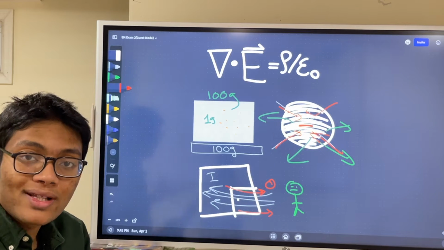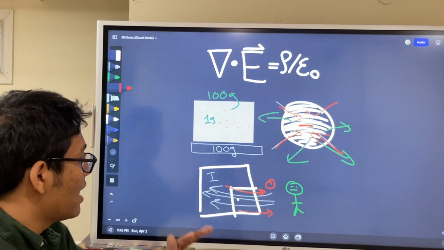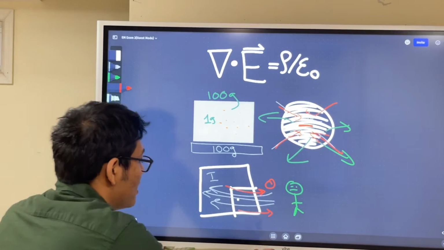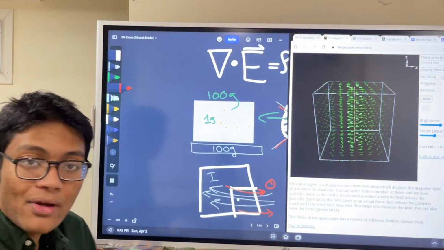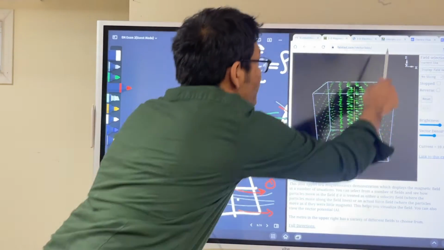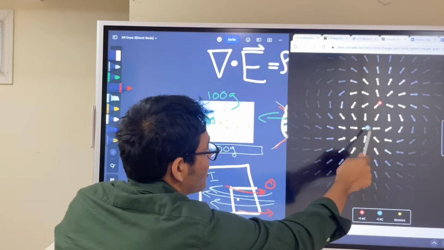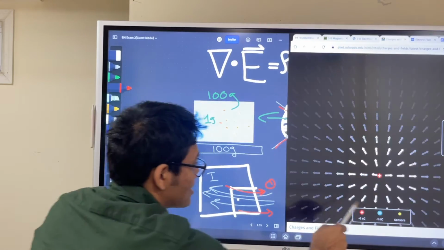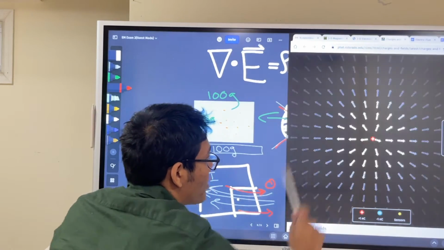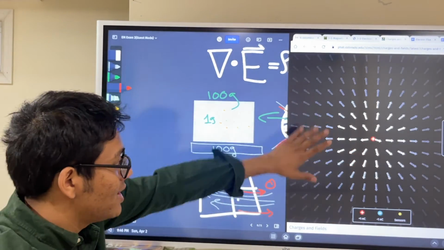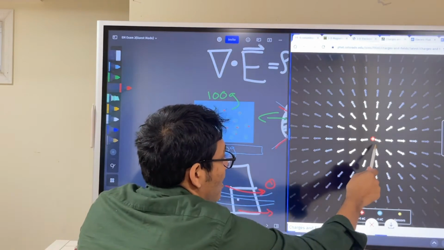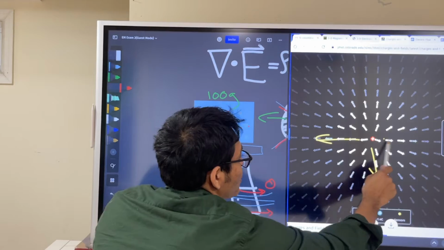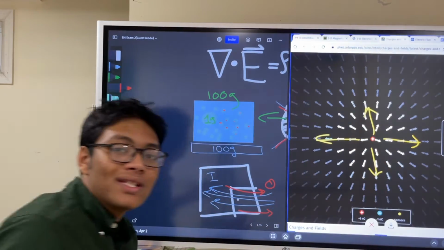But before, on a smart board, I couldn't really show you a visual way to understand Gauss's law. But today is different. We have a smart board, and today I'm going to show you Gauss's law in real life. So first and foremost, let me show you the field lines for a negative and a positive charge. So here is a positive charge right here, right? Pretty simple, pretty standard. As you know, the electric field lines for a positive charge are simply radially outwards in every direction.